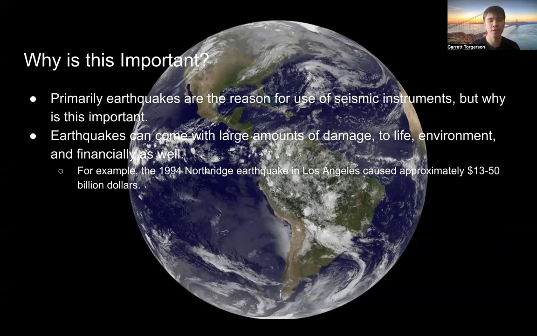As we know, earthquakes come with large amounts of damage to life, the environment, and financial problems as well. For example, the most prominent example is the 94 Northridge earthquake in Los Angeles, which caused approximately 13 to 50 billion dollars in damage.